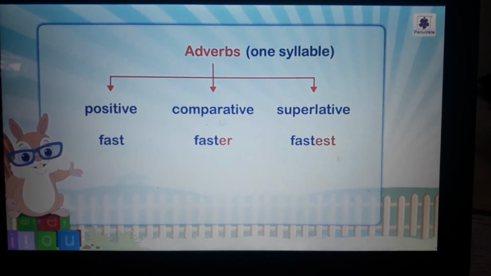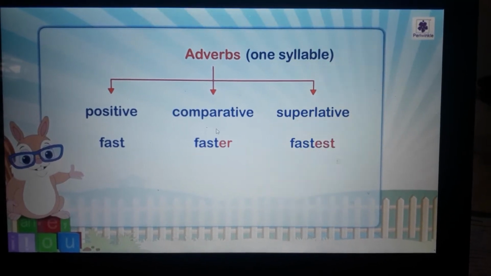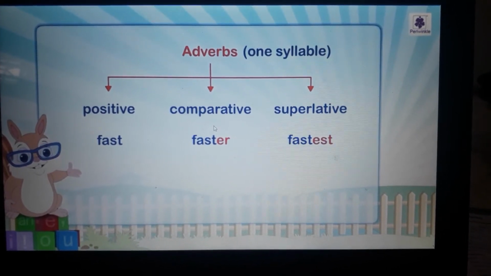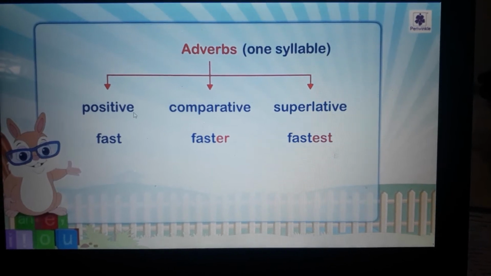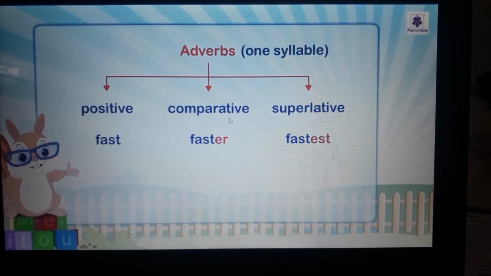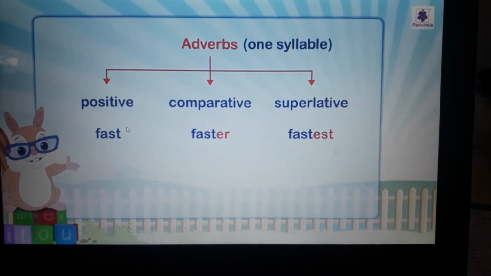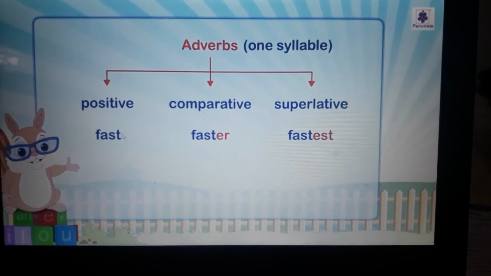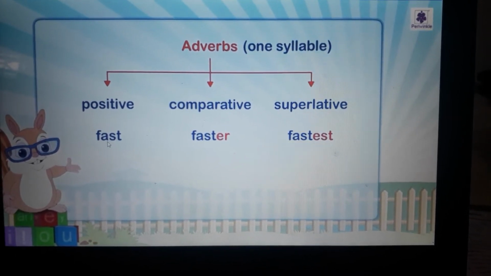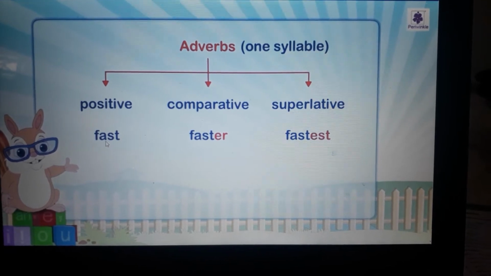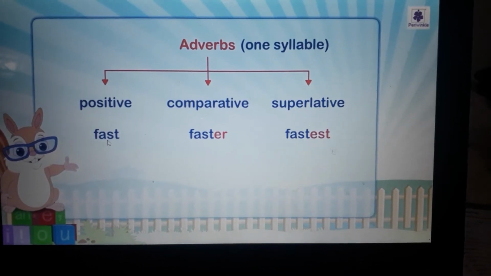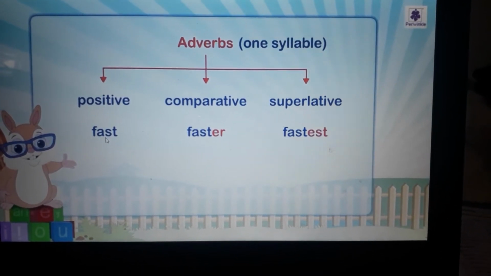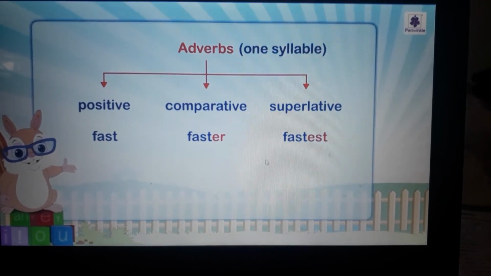Come towards the topic. So we can divide degree of comparison into 3 types: positive, comparative, and superlative degree. Fast is an adverb and it's 1 syllable. So for 1 syllable we simply add er and est with that.